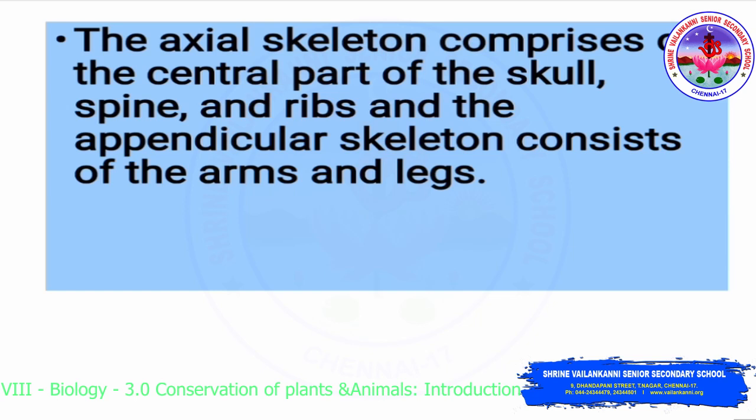First we discuss the axial skeleton. The axial skeleton comprises the central part: the skull, spine and ribs. I repeat the point: the axial skeleton comprises the central part of the skull, spine and ribs. And the appendicular skeleton is the other type, which consists of arms and legs.